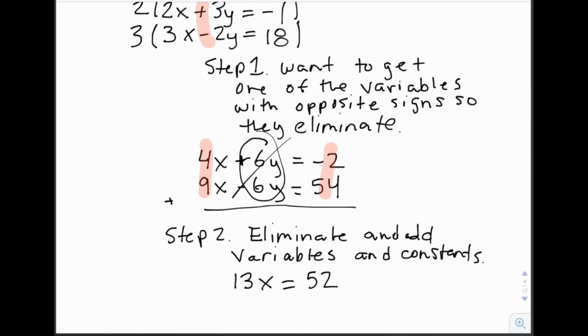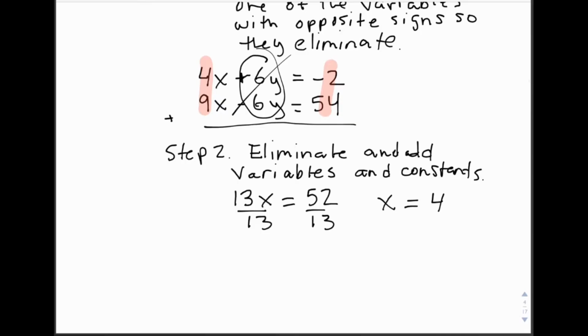So all we need to do now in order to solve for x is divide both sides by this 13. So x is going to be equal to a positive 4. So now that we found our x value, similar to our previous problem where we got our y value, we need to solve for our other variable, which is going to be y. So let's go ahead and perform step 3.